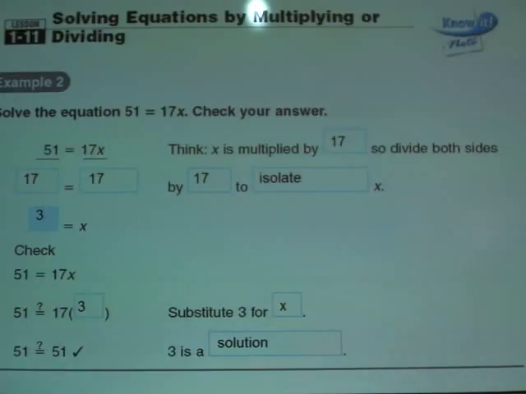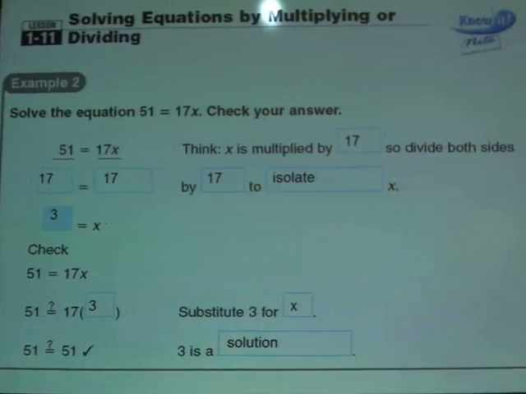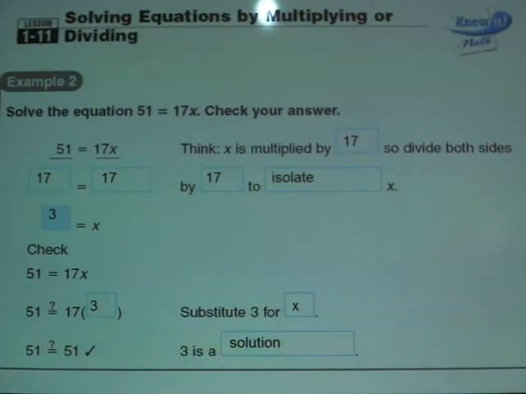Here's 51 equals 17x, and we're supposed to solve and check our answer. Now, this is the first time in 110 and 111 combined that we've ever been presented, at least in the notes, with the variable being on the wrong side of the equal sign. Remember, I said in the beginning that we want our variables on the left, but clearly x is on the right side of the equal sign.